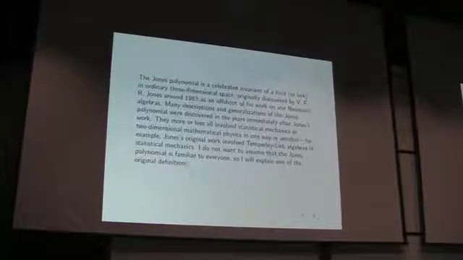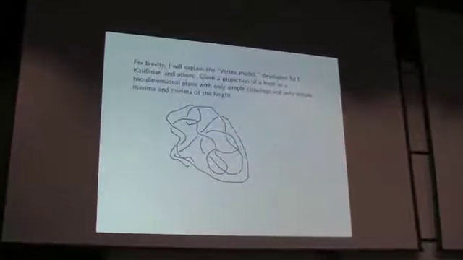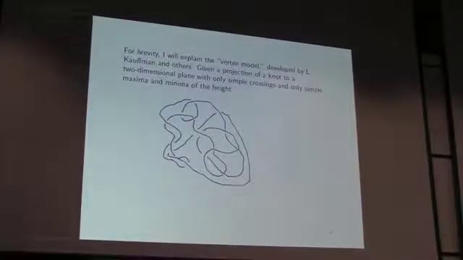I don't want to assume that everyone is familiar with the Jones polynomial, so I'm going to explain one of the original definitions. For brevity, what I'll explain is called the Vertex Model that was developed in the 80s by Jones and others. We start with a knot in 3-dimensional space, but we project it to the plane. If you like, we project it to the plane of the screen.